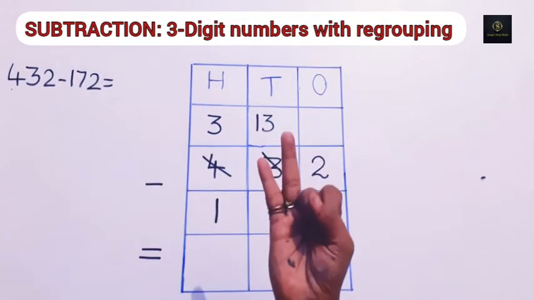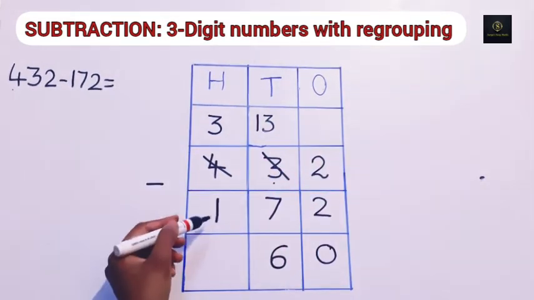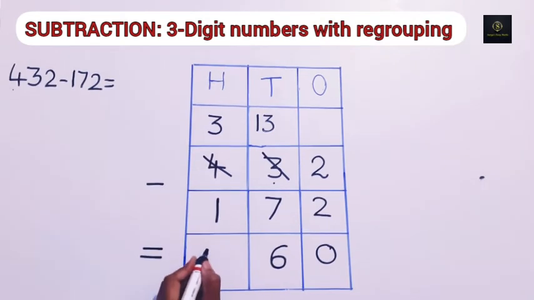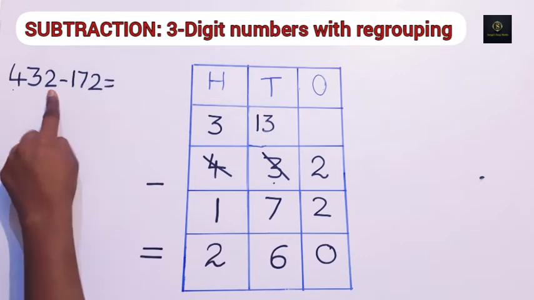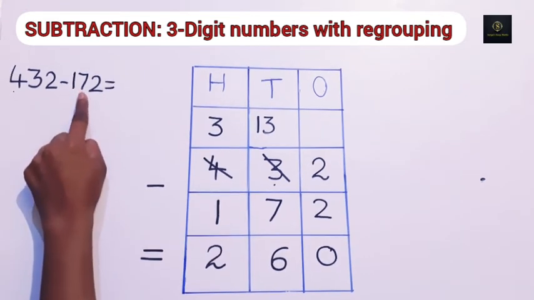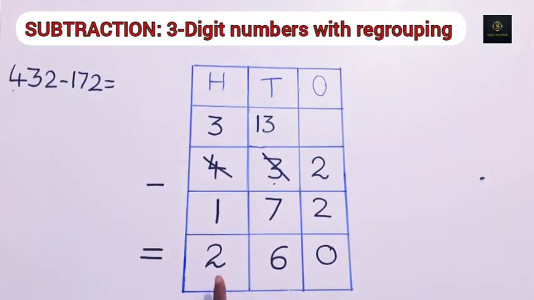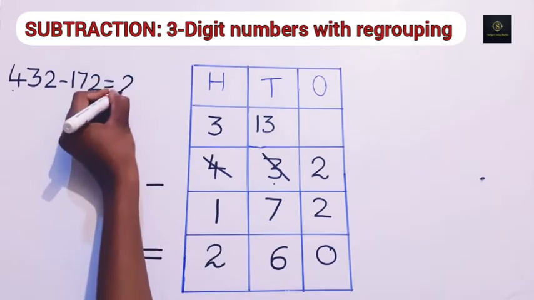200s. So 1 minus 3 is equal to 2. So we write 2 in the hundreds place. So the difference of 432 minus 172 is equal to 260.